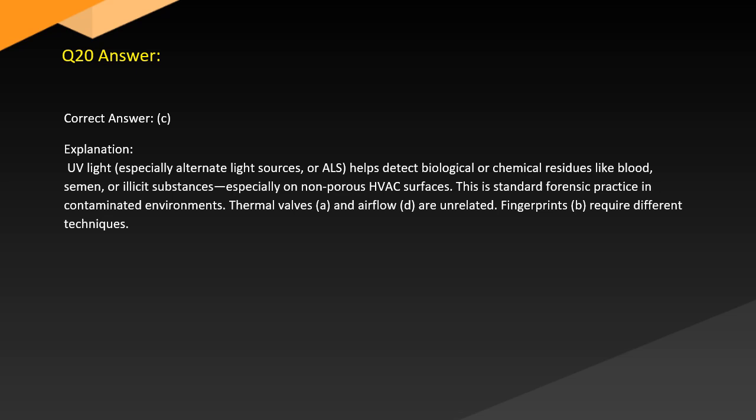Answer. Correct answer: C. Explanation: UV light, especially alternate light sources or ALS, helps detect biological or chemical residues like blood, semen, or illicit substances, especially on non-porous HVAC surfaces. This is standard forensic practice in contaminated environments. Thermal valves, A, and airflow, D, are unrelated. Fingerprints, B, require different techniques.